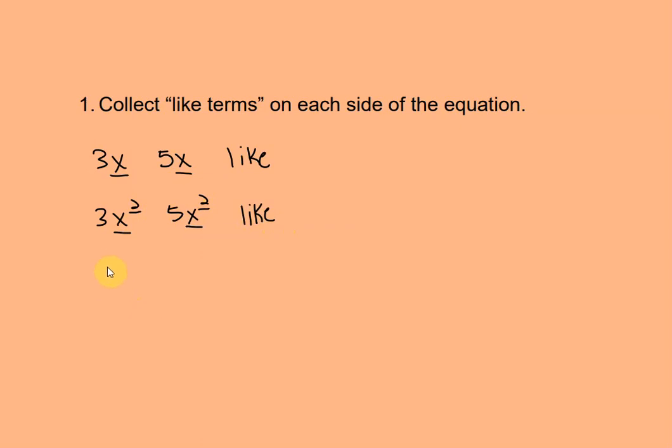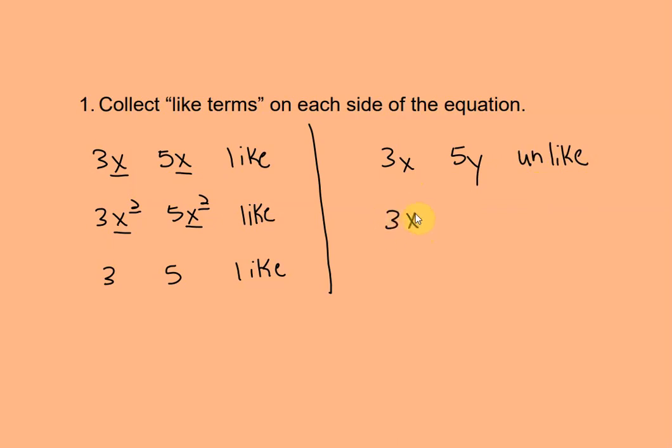Just constants. If I just had a 3 and a 5, a constant where they don't have a variable, those are also like terms. Some examples of terms that are not like terms might be 3x and 5y. These are unlike terms because they have completely different variables. But even if they have the same variable with different exponents, those are still unlike terms.